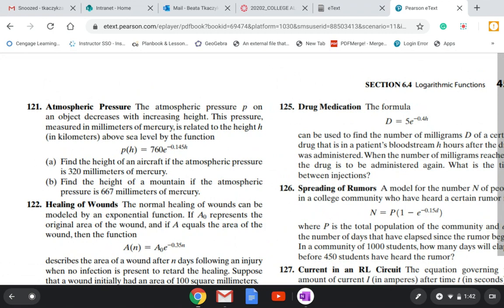So they give you an equation, nice. P stands for pressure. What you need to do in A and B is find the height. So they give you in A 320 millimeters of mercury. This is the pressure. So you're going to replace P with 320 and solve the equation for h. For B, you're doing the same type of work. I'm only going to solve A. You're going to replace P with 667 and solve this equation for h.